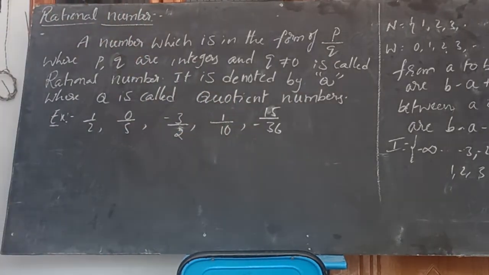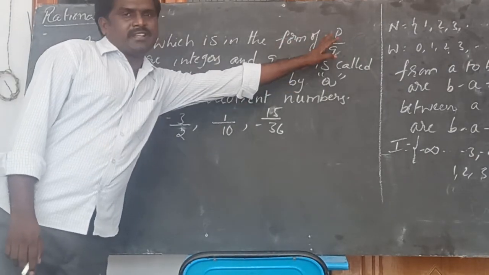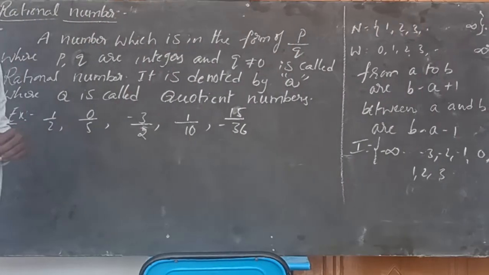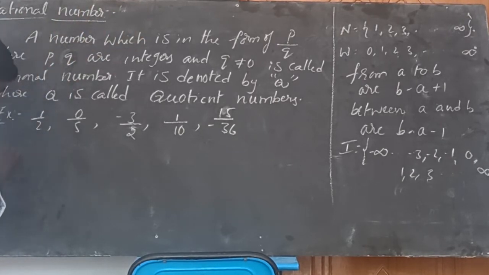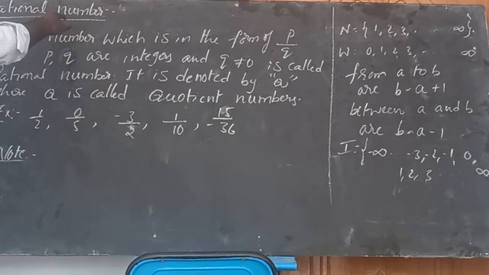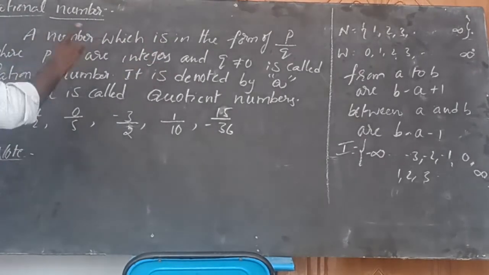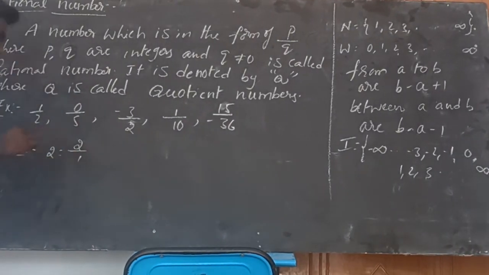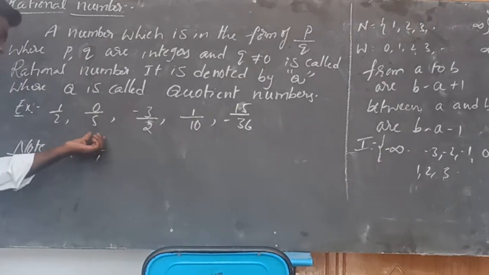Next, here Q is not equal to 0. If Q is equal to 0, it is not defined. Natural numbers: all natural numbers are rational numbers. Why? Take 1, 2, 3, 4, 5. All natural numbers are rational numbers, but rational numbers need not be natural numbers. How? Suppose you take 2, you can write it as 2 by 1. Any number divided by 1 gives the same number. So 2 we can write as 2 by 1.